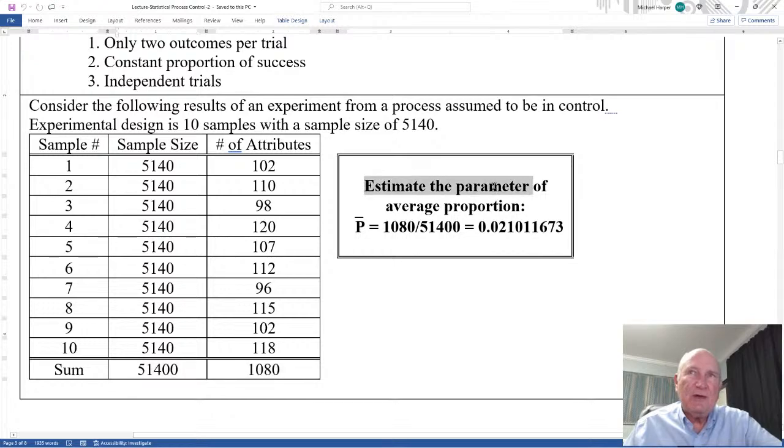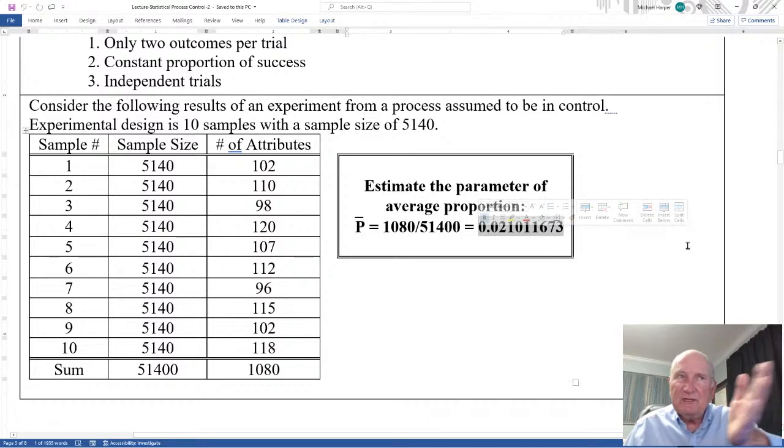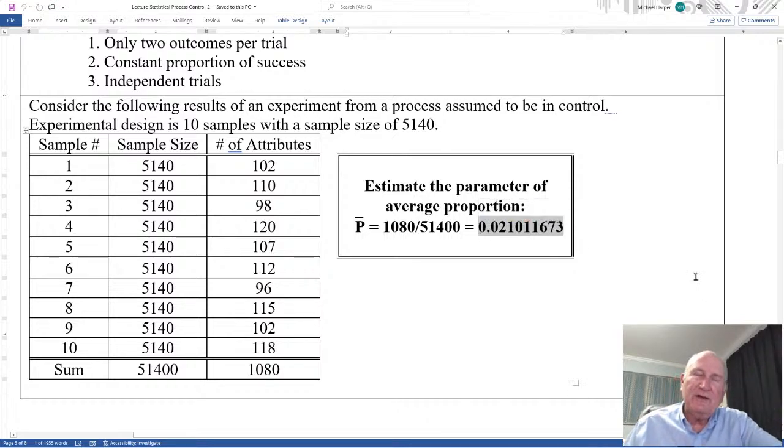So to estimate the parameter of the average proportion, we take p bar, which is 1080 divided by 51,400, and we have this average proportion of our attribute of 0.021011673. We can round that to 0.021, and we will, but the actual average is as many significant figures as you can carry in your calculations. So that's the first part, the experiment to determine the parameter.